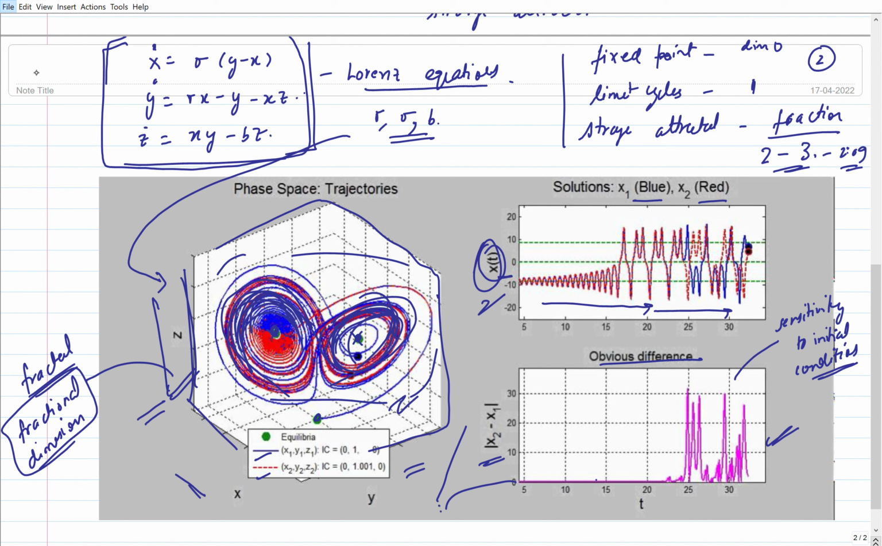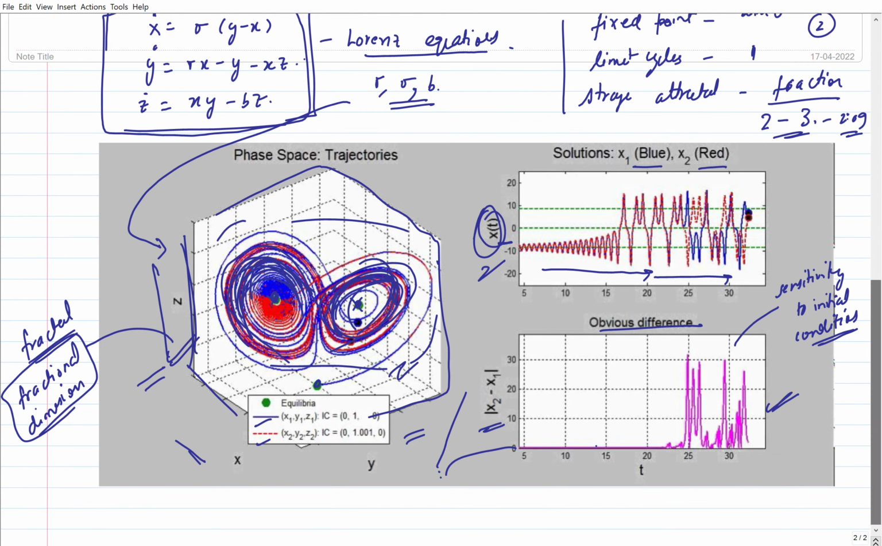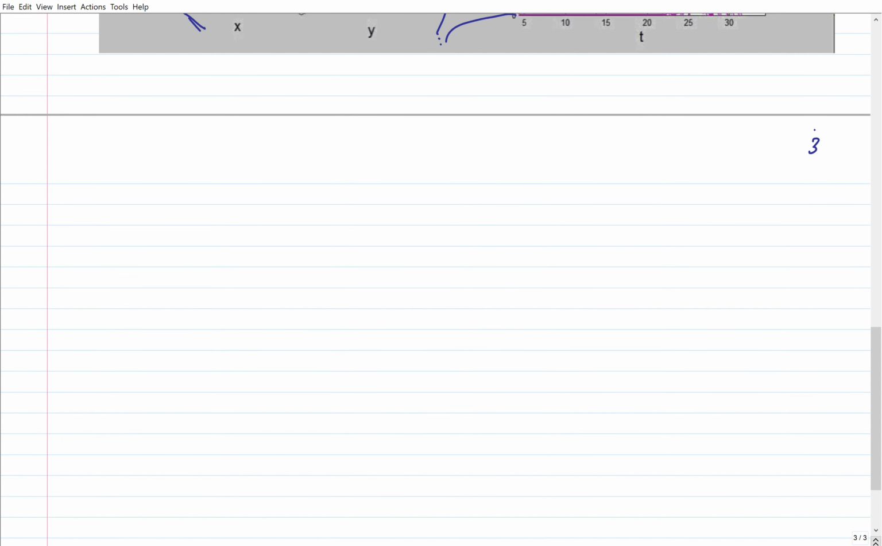So before seeing, as we crank up the parameters, what happens and how chaos sets in in these equations, let's see the properties of the Lorentz system. So first, the obvious property of the Lorentz system is the nonlinearity.